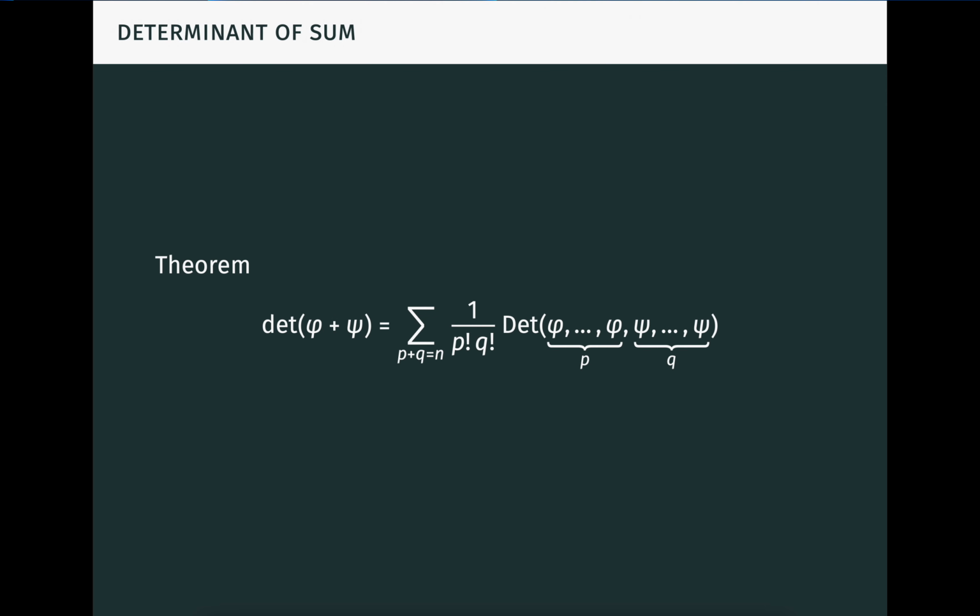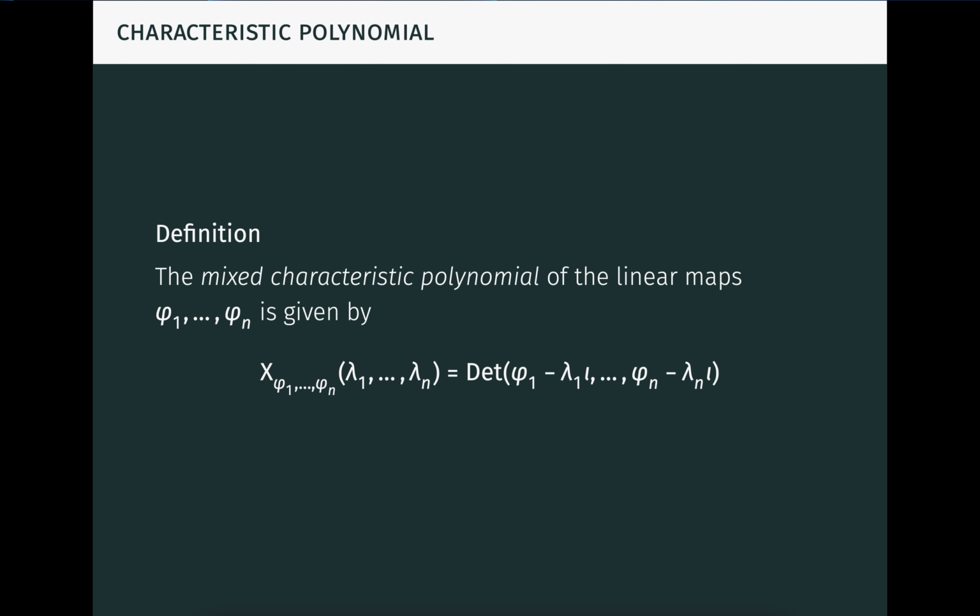Turning things around, we can also express the determinant of a sum in terms of mixed determinants. For simplicity, we state this theorem for a sum of 2 maps, but it can be generalized to more than 2. From the mixed determinant, we also obtain a natural generalization of the characteristic polynomial of a linear map. The mixed characteristic polynomial of the linear maps phi1 to phi n is given by the definition seen here, where the lambdas are non-commuting indeterminates.